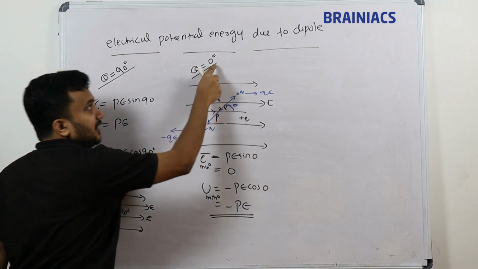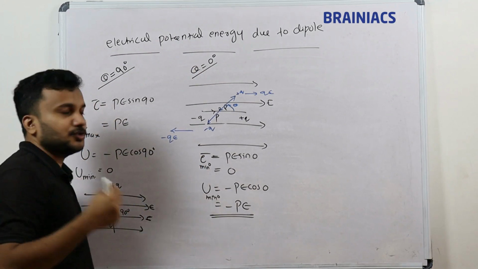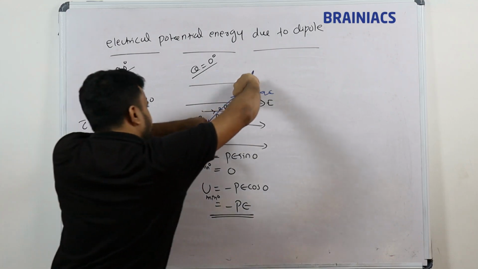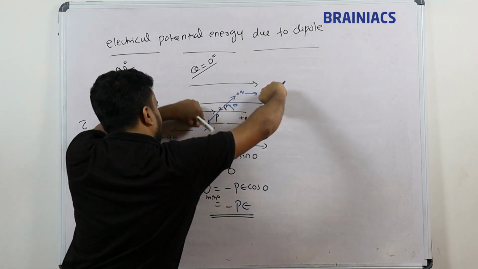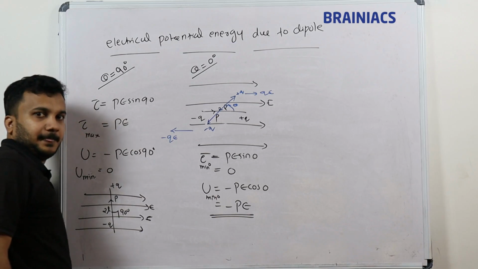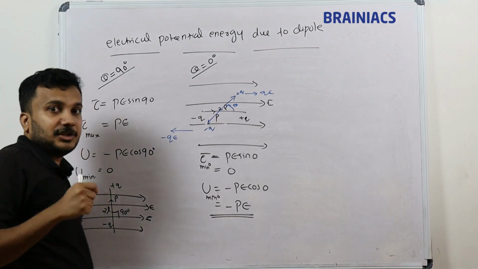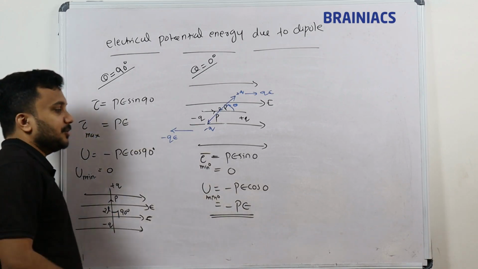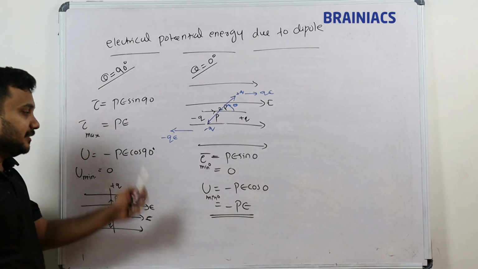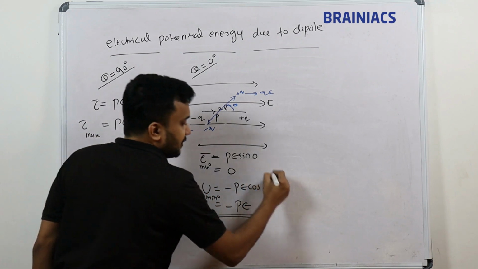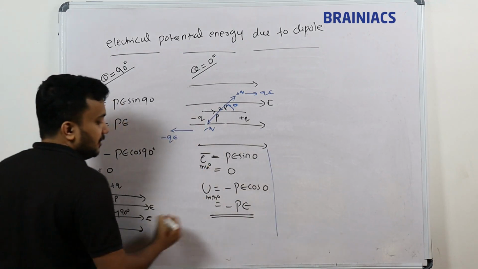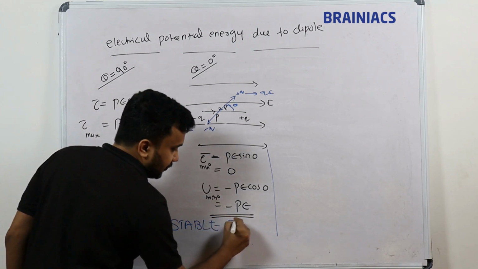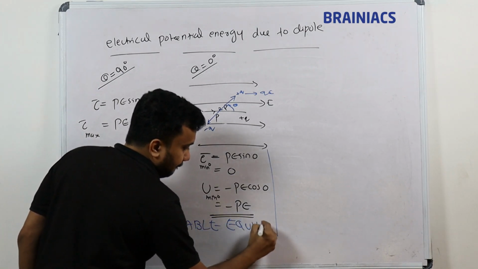Whenever it is rotated, theta is not 0 degrees, theta is some other value. So what will happen? A QE force will pull like this, and a minus QE force like this. Both forces will make it come back, which means it will come back to the original position itself. This condition is called stable equilibrium.